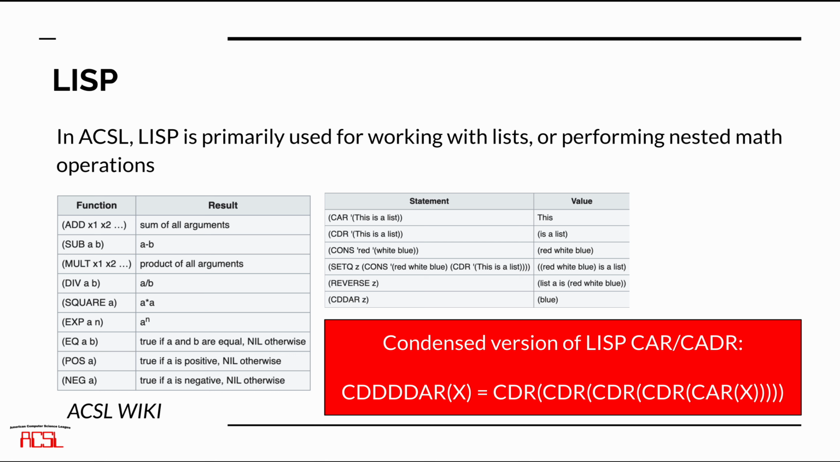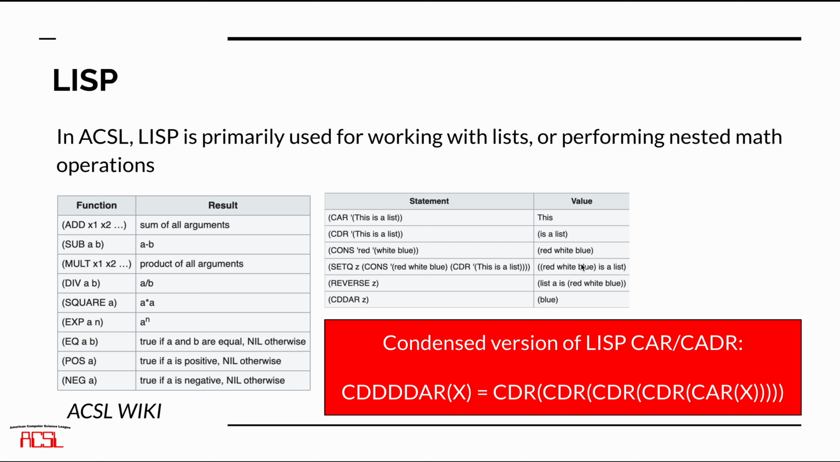So CDR takes everything but the first element, so it's kind of like the opposite of CAR. So it's getting rid of that first part of the list. SetQ is essentially an equality operator or an assignment operator in Lisp where you are setting that variable z in this case equal to that list right here. So reverse is going to switch the order of a list.